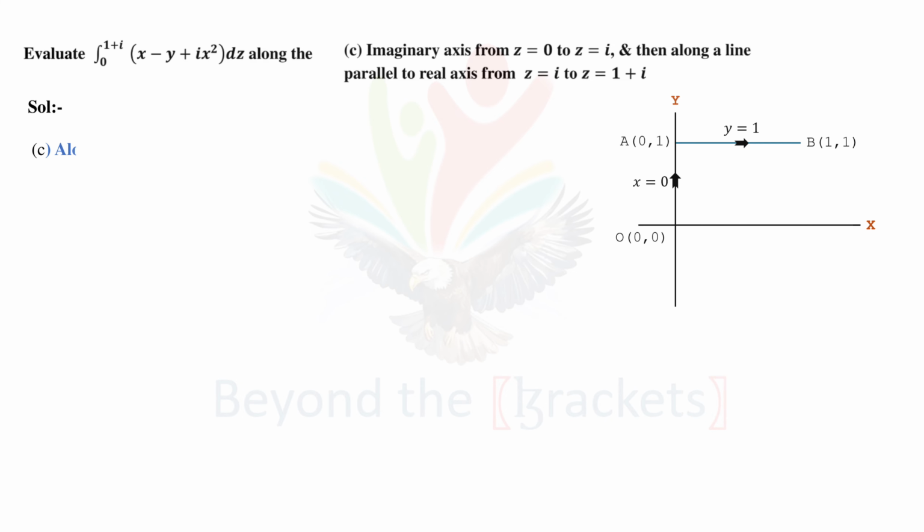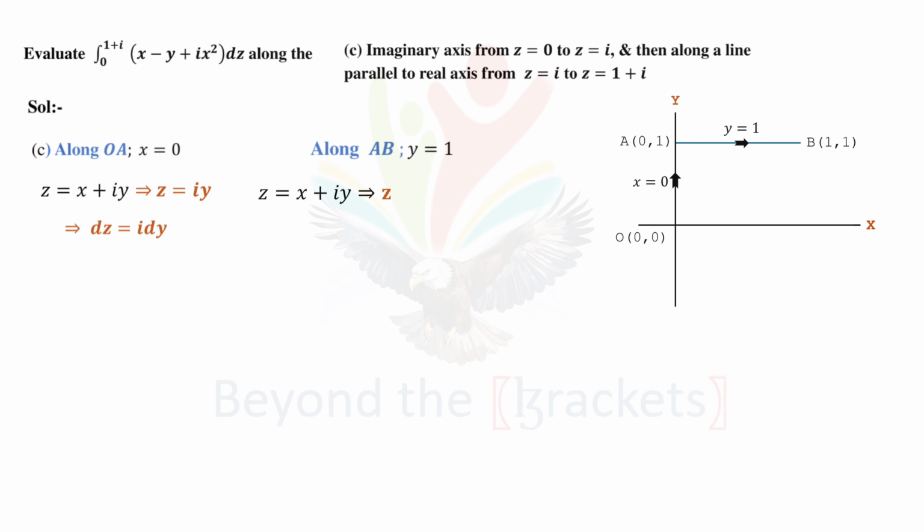Along the first path OA, we have x = 0. So z = x + iy will be z = iy. Differentiating, we get dz = i dy. AB is the path that is parallel to x-axis. So it is y = 1. So z = x + iy will be z = x + i. Differentiating, we get dz = dx.